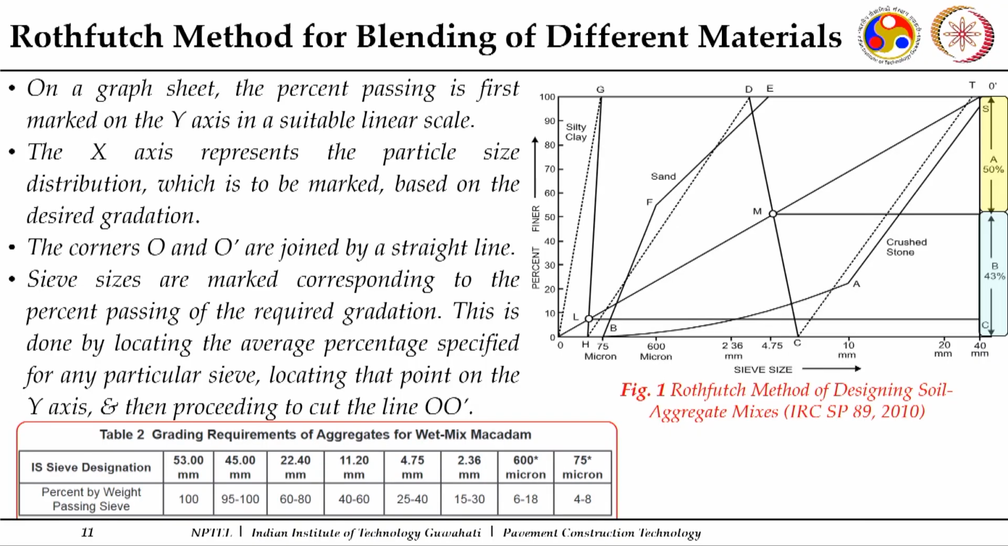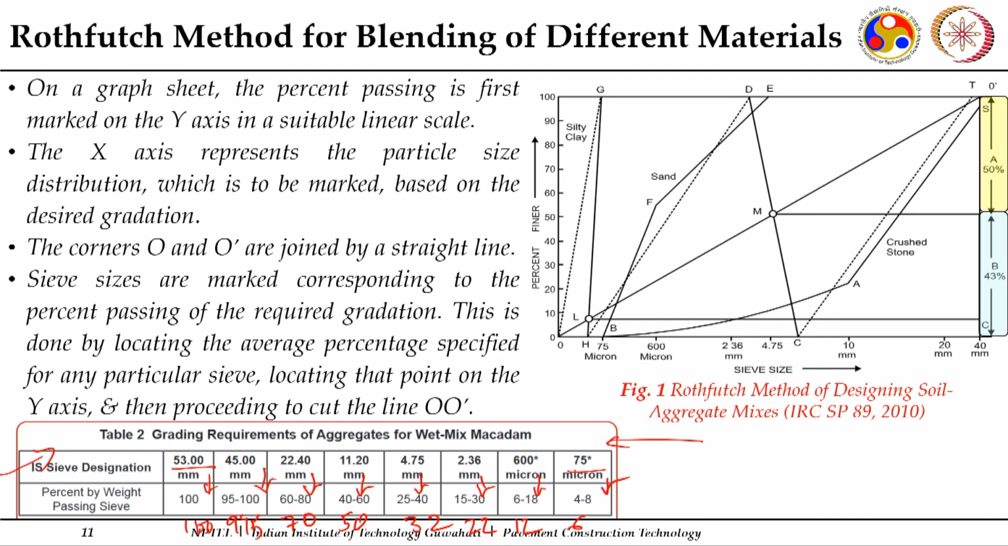This rectangular figure is the target gradation you have. This is an example. Here a material is given from 53 mm to 75 micron, and for each sieve a range is given. So, I can arrive at the mid values also for each sieve size. Here I can say 100, this will be 97.5, this will be 70%, 50%, this will be 32, this will be 22, this will be 12, this will be 6. So, these are my mid values.